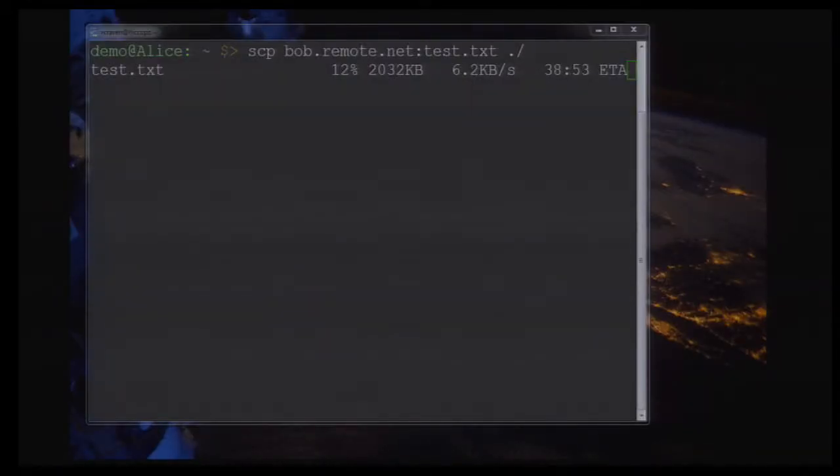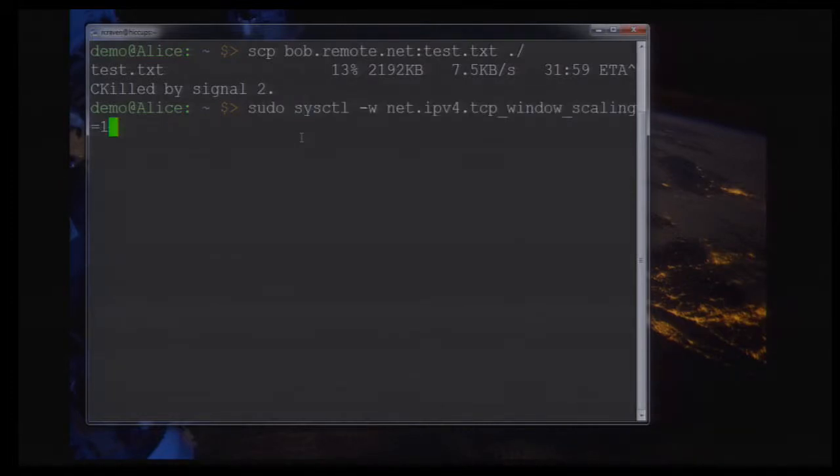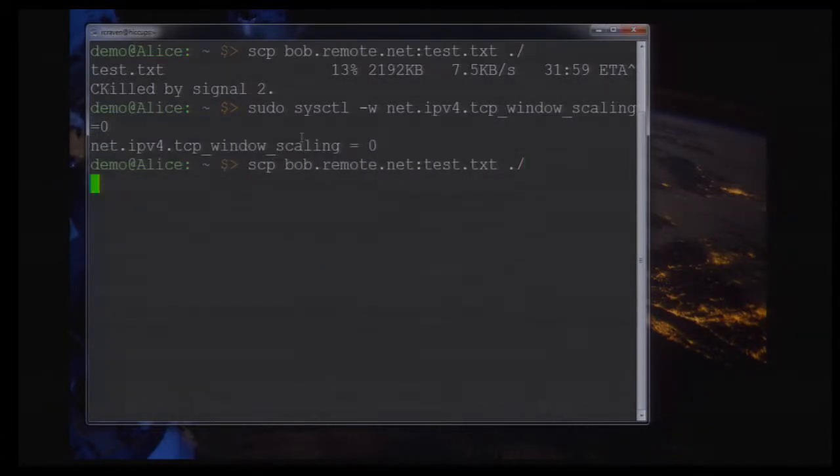So what does this look like to the user? I'm going to jump back over here to the demo. You see, I started this file transfer before I came up here, and it's running really slow. I know why it's going slow: I've put a middle box in between these two hosts that is zeroing out that window scale value. So knowing that, what I can do is kill this transfer, tell Linux to turn off window scaling, and then try that file transfer one more time. And you can see that it actually runs so much faster now.